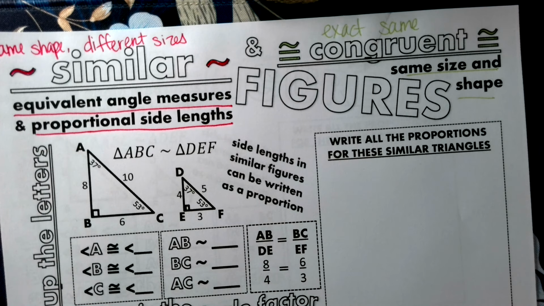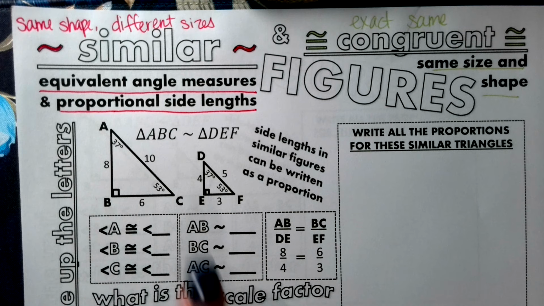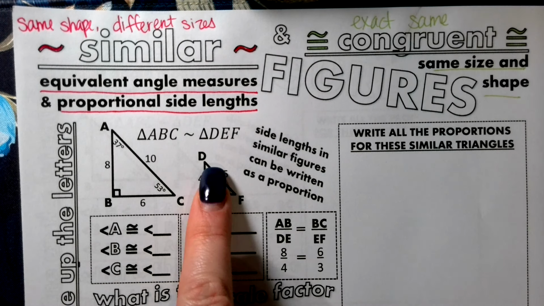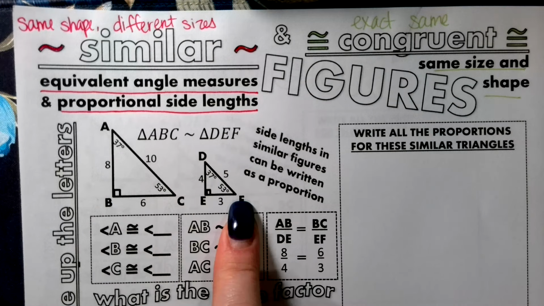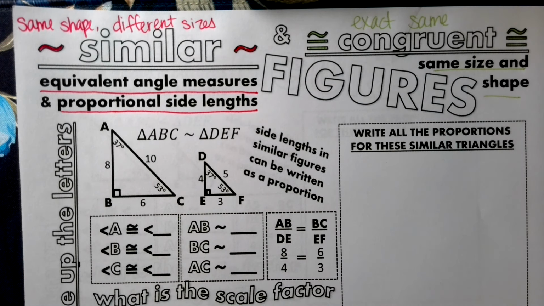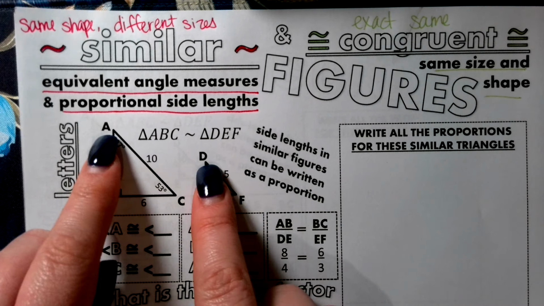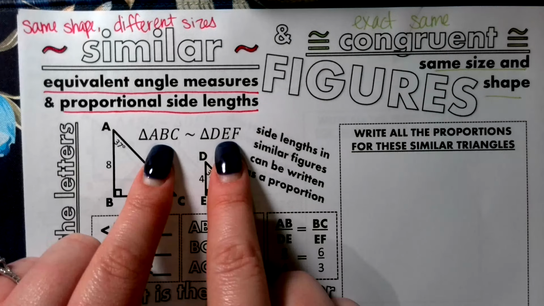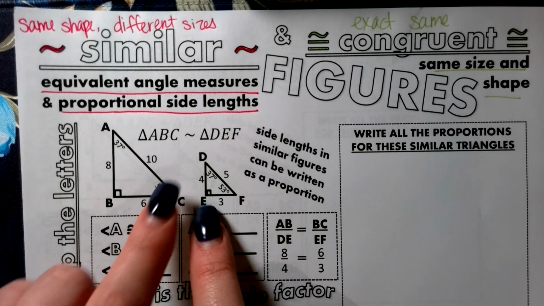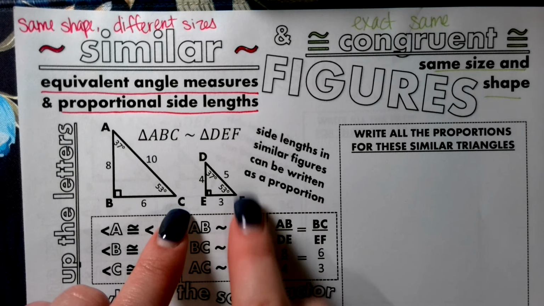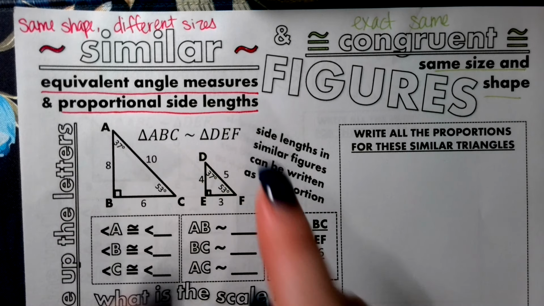Moving down to our notes, we have triangle ABC and triangle DEF. They're naming them this way on purpose because A and D, they're both coming first. Those are the same points. B and E, those come second. Those are the same points. C and F, those come last. They're the same points. So you want them to be written so that they go together.